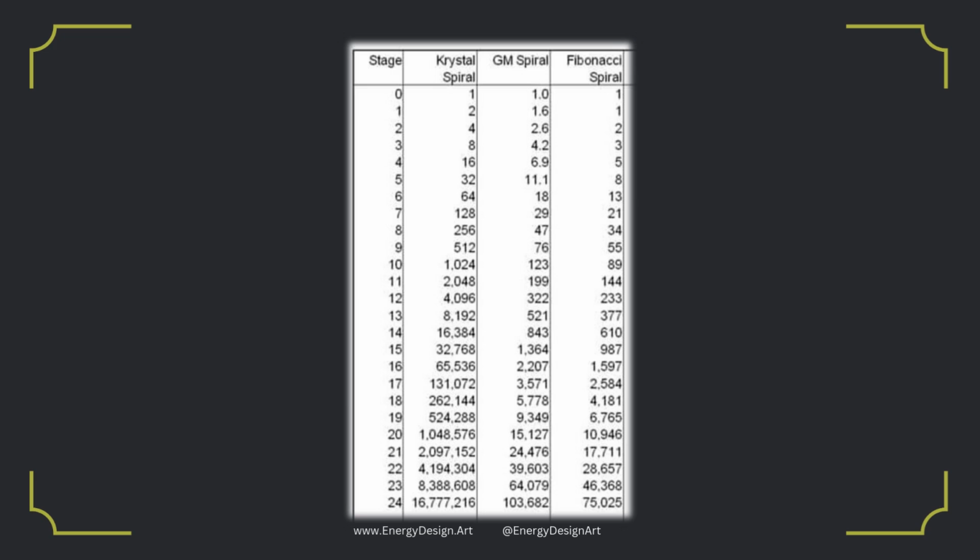In this first photo, I would like to show you the differences between different sequences. So we have crystal spiral, we have golden mean spiral, and we have Fibonacci spiral. I chose those three ones because they are most common. Those are not the only ones, but they are, I think, mostly discussed currently.